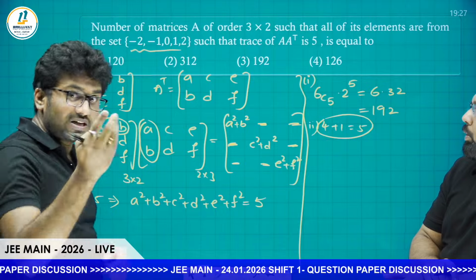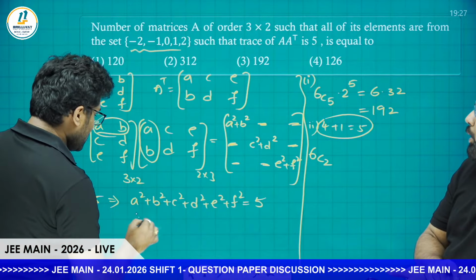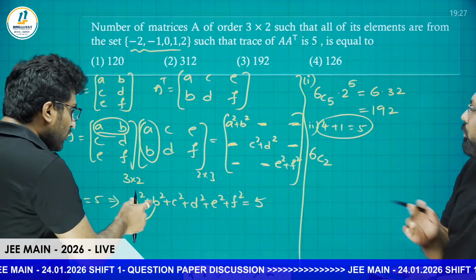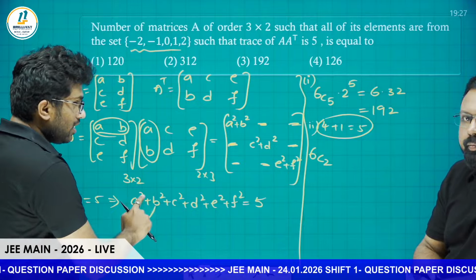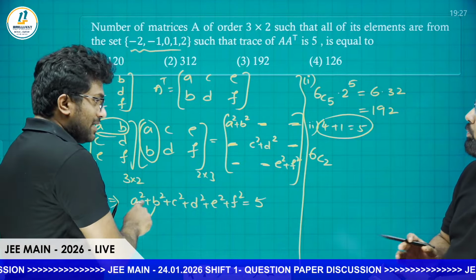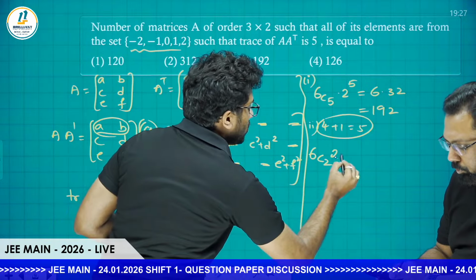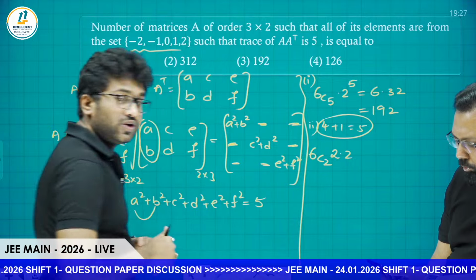For that, first out of 6 elements we'll select any 2 elements. Let's say we have selected these two. And now for them, A can take plus 2 or minus 2. So A has 2 choices. B can take 1 or minus 1. B also has 2 choices.